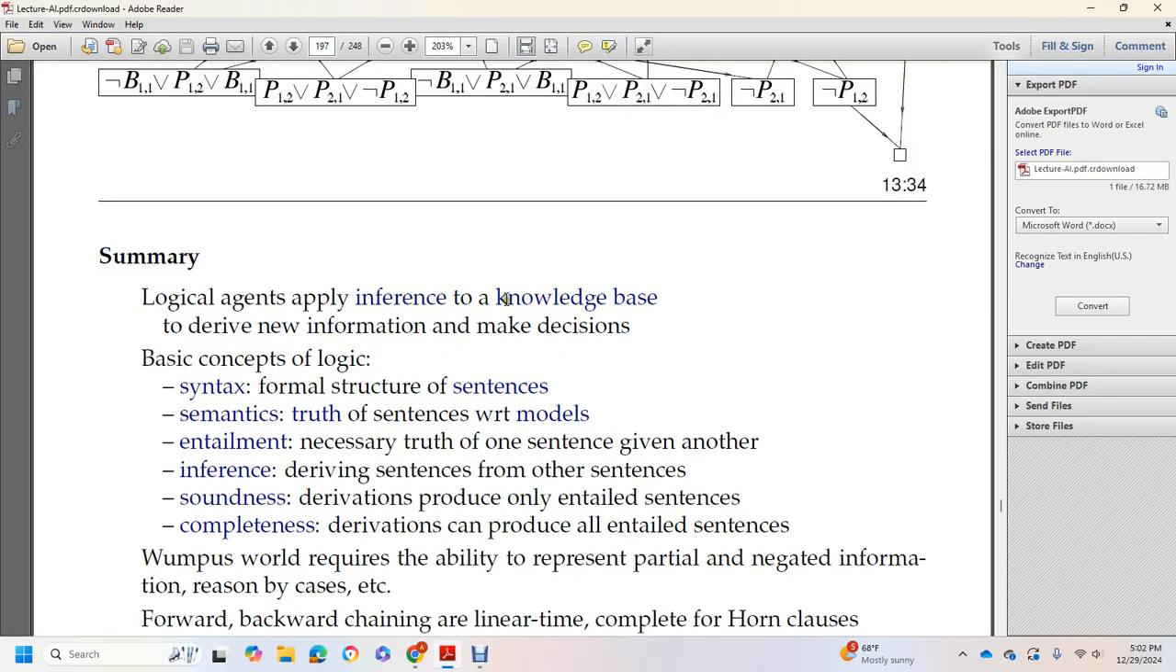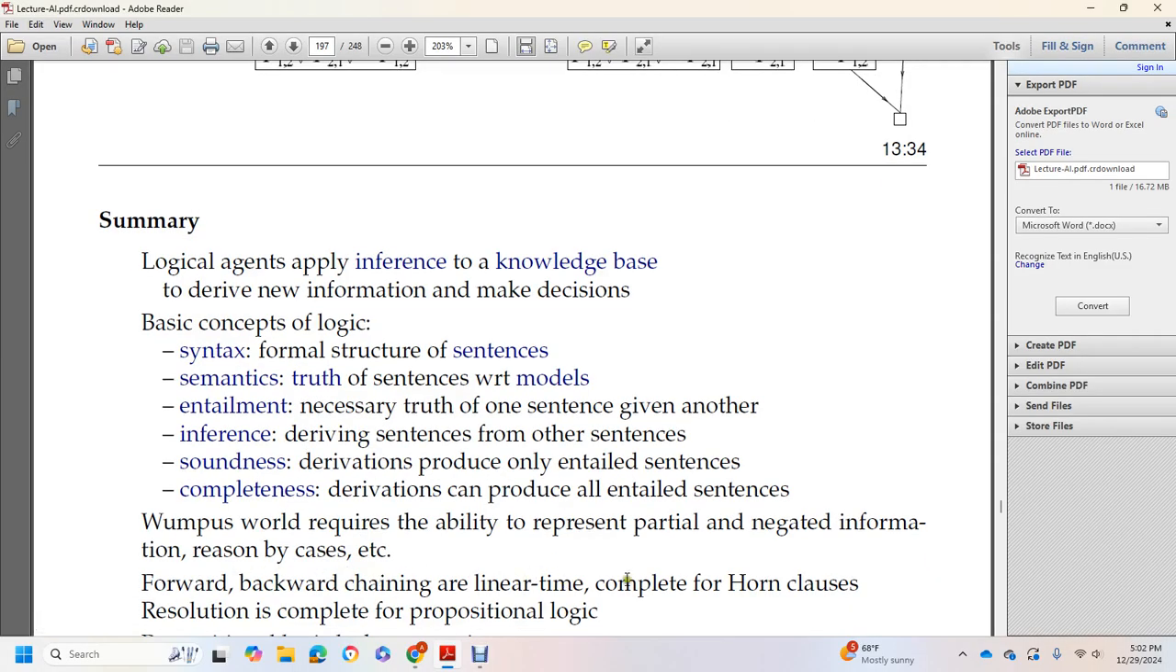Logical agents apply inference to a knowledge base to derive new information and make decisions based on it. Logic has syntax, a formal structure, and semantics, the truth of sentences with respect to models. Entailment means one sentence is true given another. Inference derives sentences from other sentences: soundness means derivations produce only entailed sentences, and completeness means derivations can produce all entailed sentences. The real world requires the ability to represent partial, negated information, reason by cases, etc.